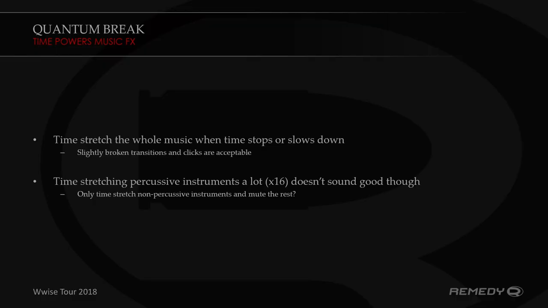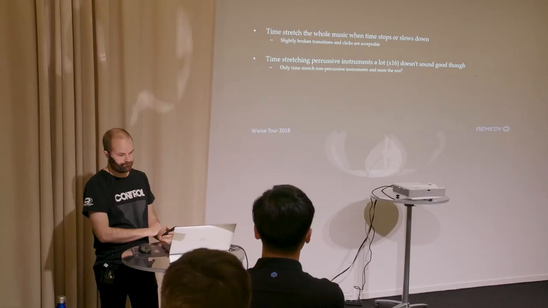So, what about time stretching the whole music when time stops or slows down? It sounds nice, but it breaks some transitions when we can hear some clicks, but nothing too dramatic. One problem, though, is that time stretching percussive instruments a lot, like 16 times, doesn't sound good. So what about only stretching non-percussive instruments and muting the rest?